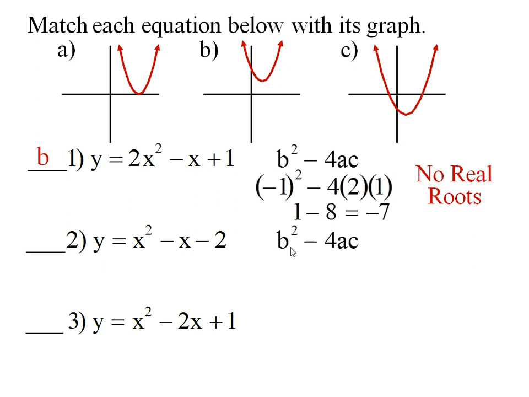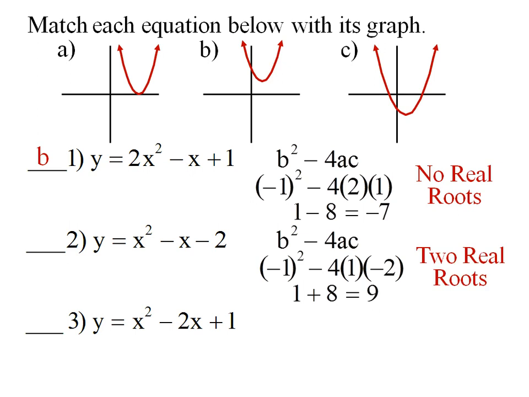Again, using the discriminant, we're going to substitute in -1 for b, we're going to substitute in 1 for a, and -2 for c. And then do the math. We end up with 1 plus 8 this time, because a negative times a negative is a positive, and 1 plus 8 equals 9. So since our discriminant is greater than 0, we know we're going to have 2 real solutions. And the only graph that actually crosses the x-axis twice is graph C.